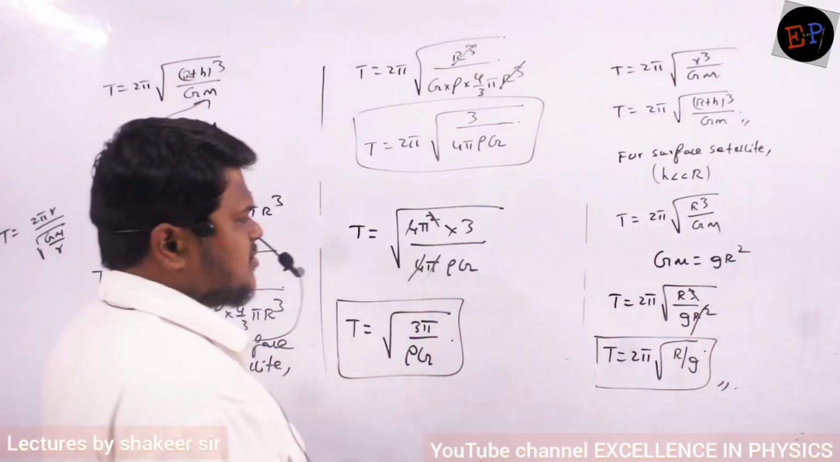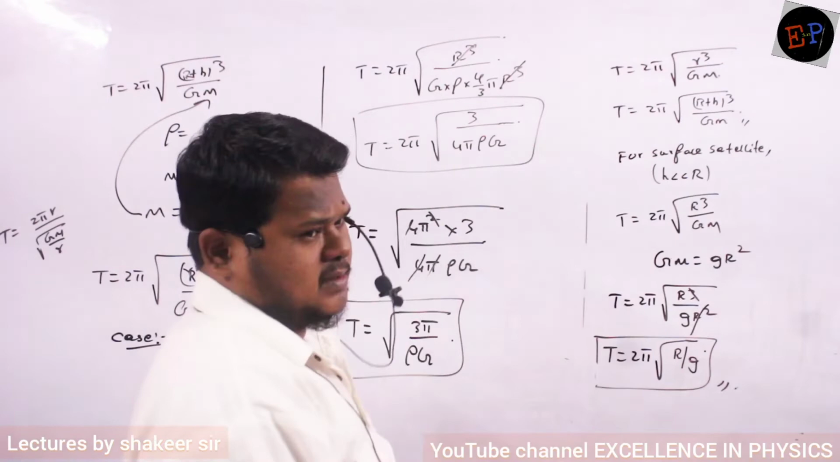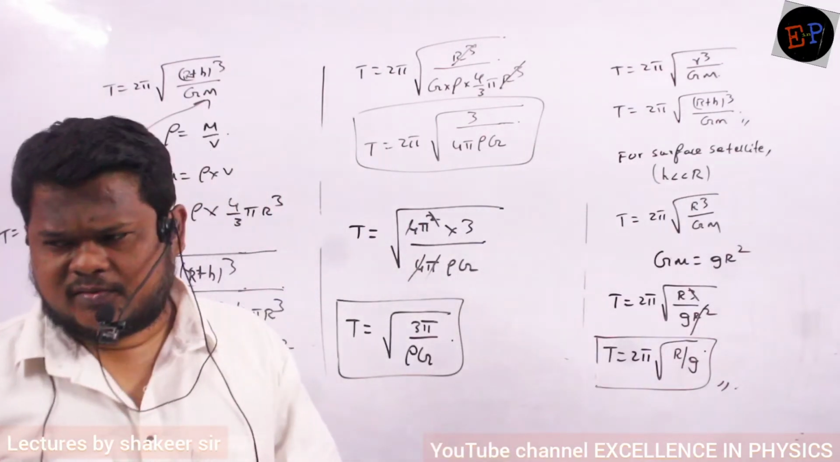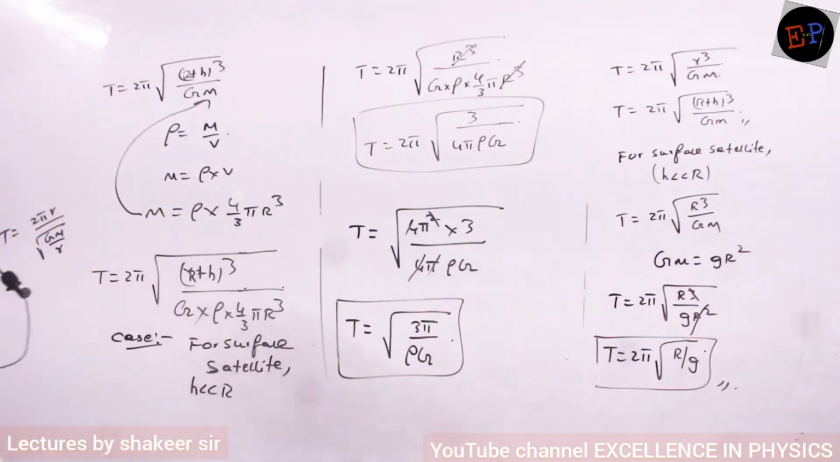And some more equations you can write. See, here instead of GM you can substitute gR square. Instead of GM you can write small g R square also. Then you will get one more equation. So whatever it may be, basic equation is only one equation.